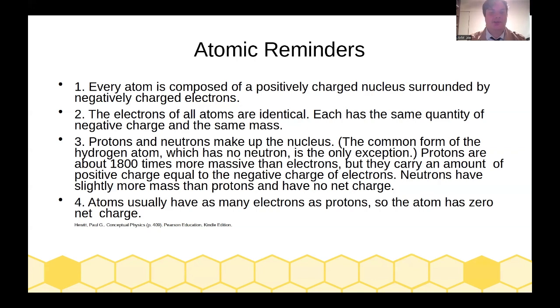Protons are about 1,800 times more massive than electrons, but they carry an amount of positive charge equal to the negative charge of electrons. Neutrons have slightly more mass than protons and have no net charge. Atoms usually have as many electrons as protons, so the atom has zero net charge, which is why when you add all the atoms up, they don't have electric forces acting on them, but they do have gravitational forces, because you're adding up a bunch of neutrally charged atoms, each one with a mass that is going to eventually add up to be something very large.